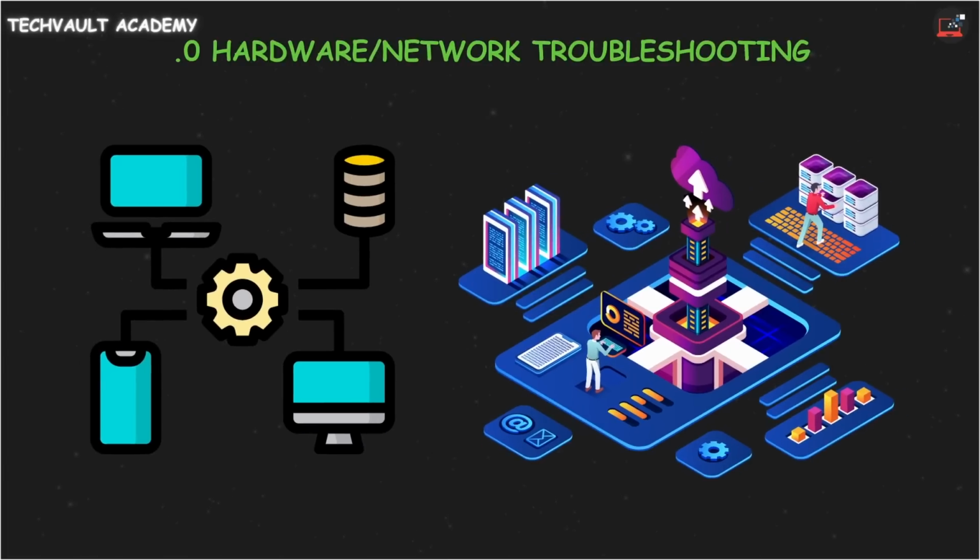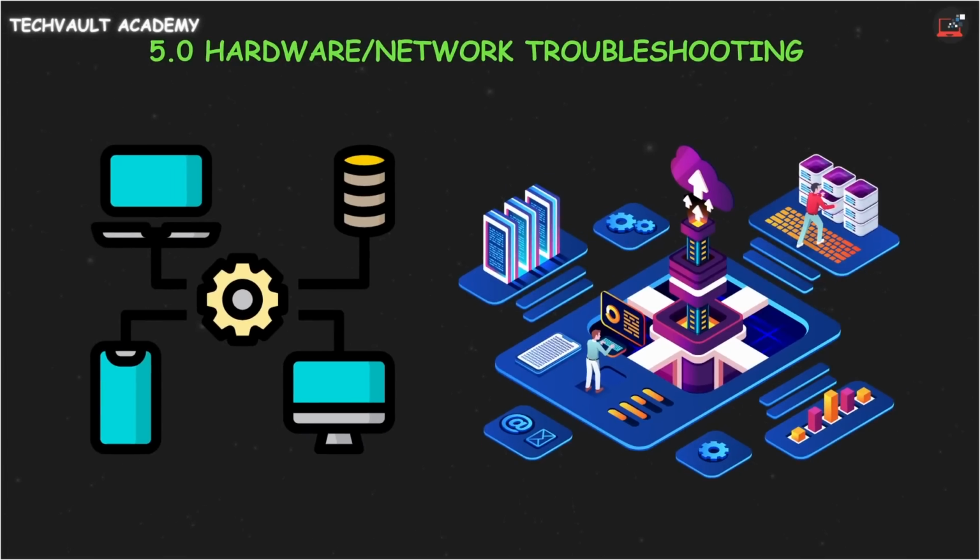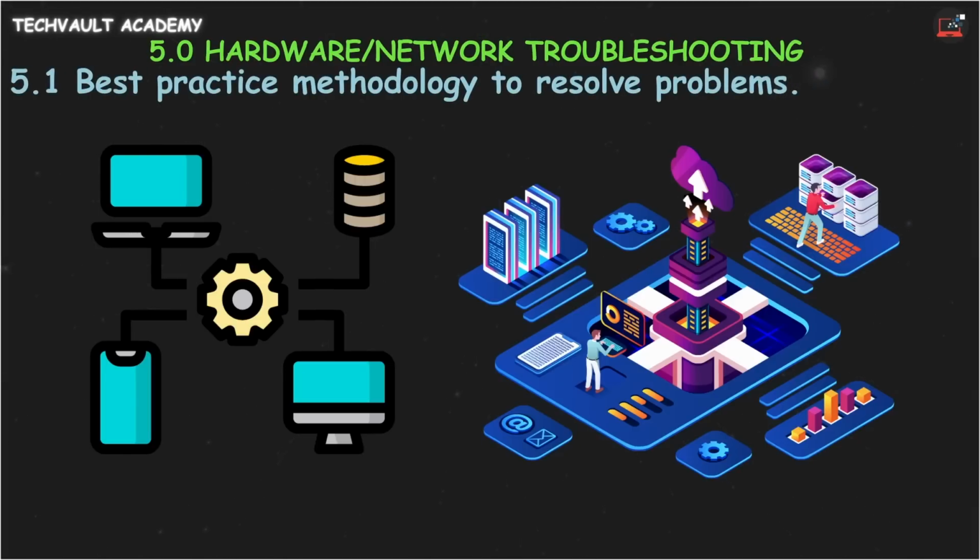The last domain is 5.0 hardware and network troubleshooting, conquering hardware and network issues. A guide to best practices. This guide equips you with a systematic approach to troubleshooting hardware and network problems, ensuring efficient resolution and minimal disruption. Remember to prioritize adherence to corporate policies and procedures throughout the process.